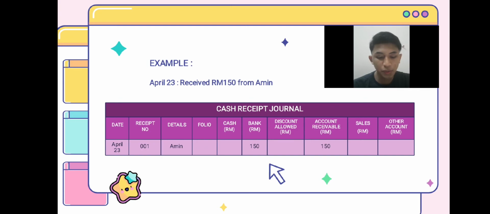And then continue with detail column. Write Amin's name in the column. Skip the folio column because the folio is not given in the question. Then write 150 ringgit in the bank column. Lastly, write 150 ringgit in the account receivable column. So that's all for cash receipt journal.